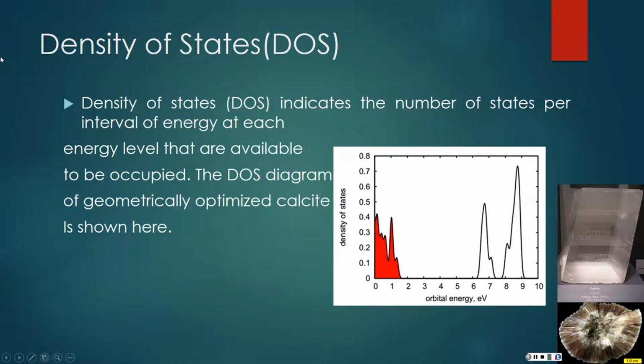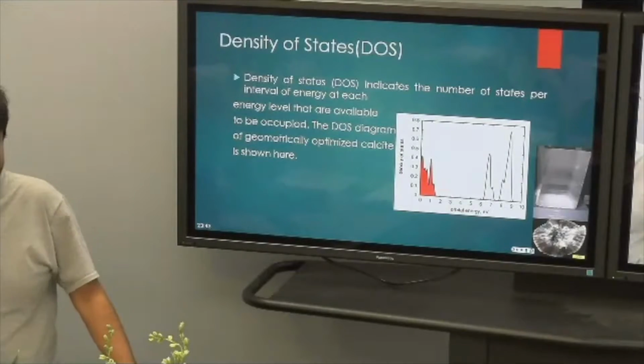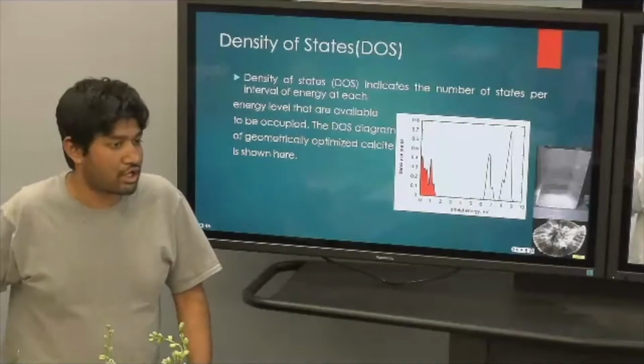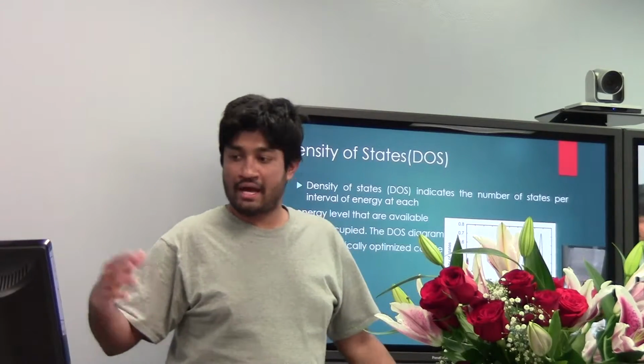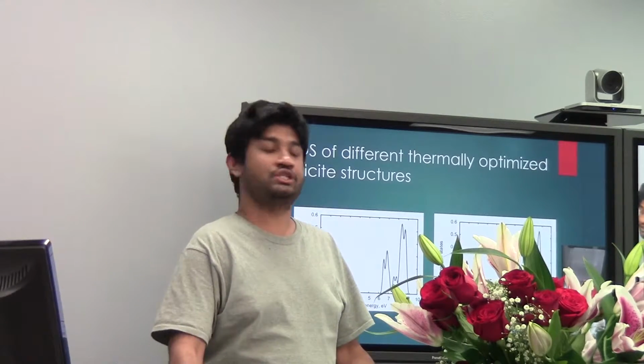So first, the density of states. Actually, it indicates the number of states per interval of energy at each energy level that are available to be occupied. Here, this is the DOS diagram of our geometrically optimized structure. And after running MD at different temperatures, we got this DOS diagram.